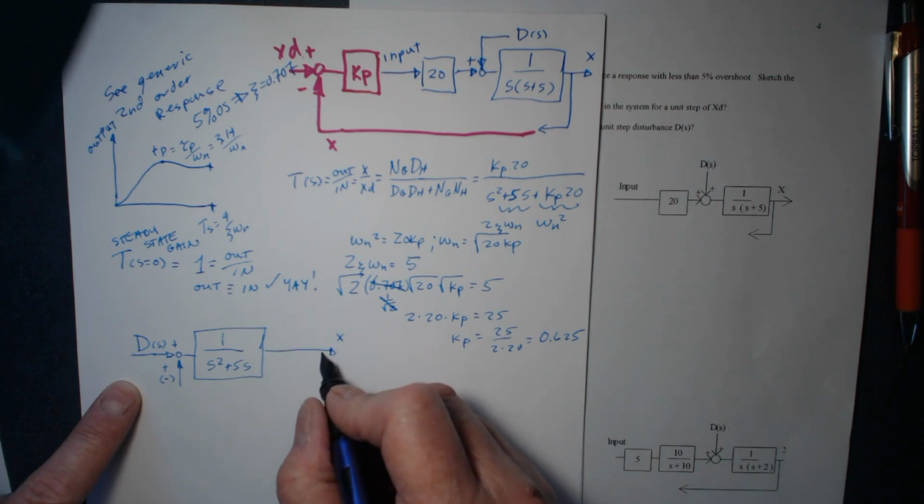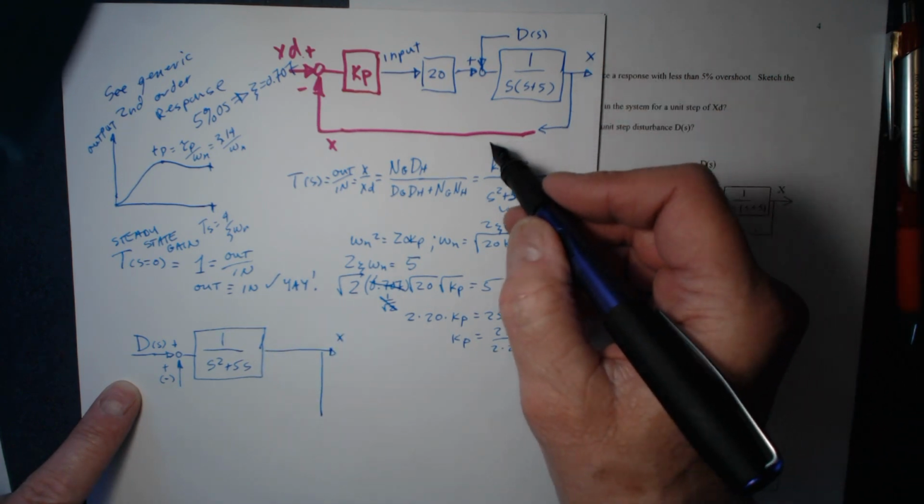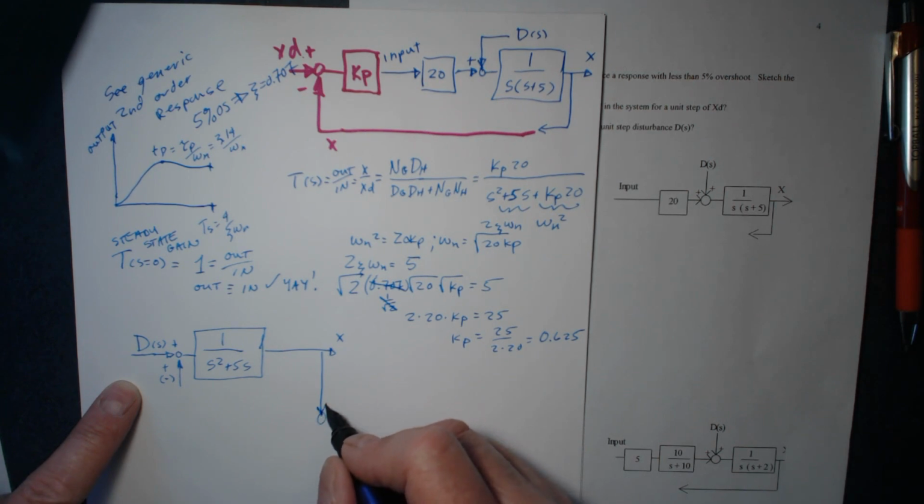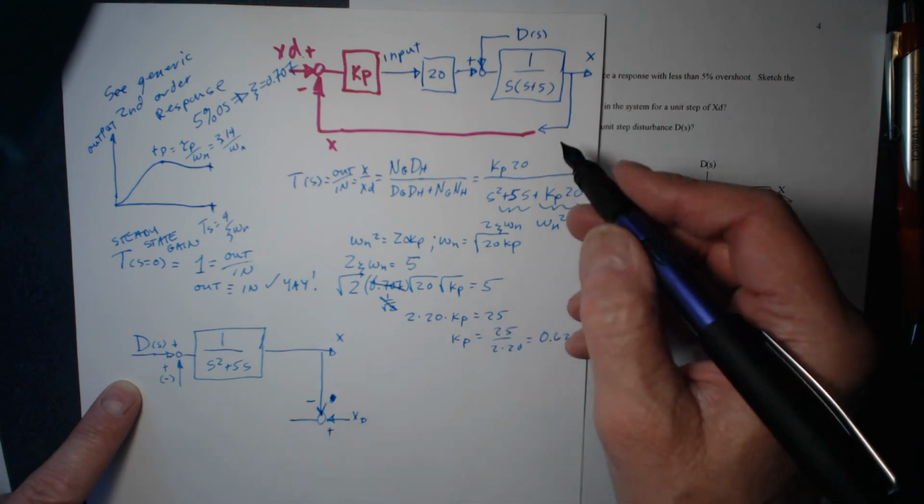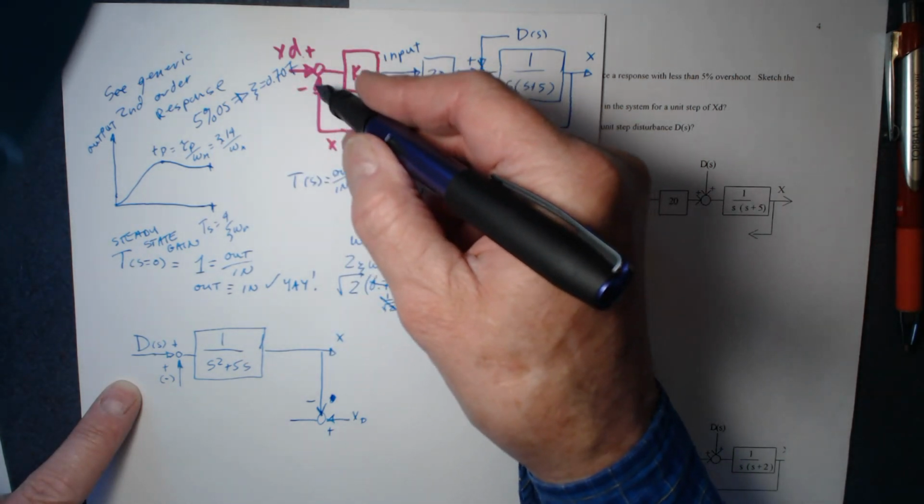And this is X. And then I'm going to follow X around. Okay, I'm just going to do it this way. I like to do it this way. Oops, that's not plus. This is minus. This is plus XD. So I have that summing junction there.